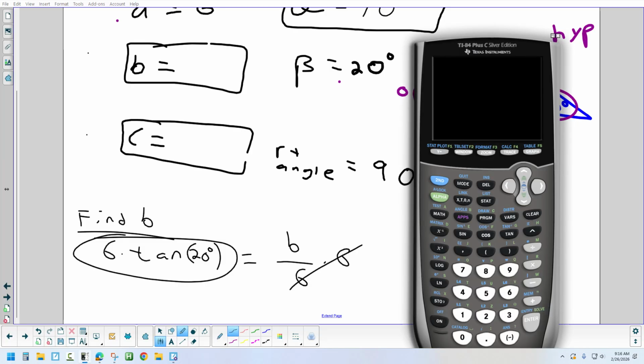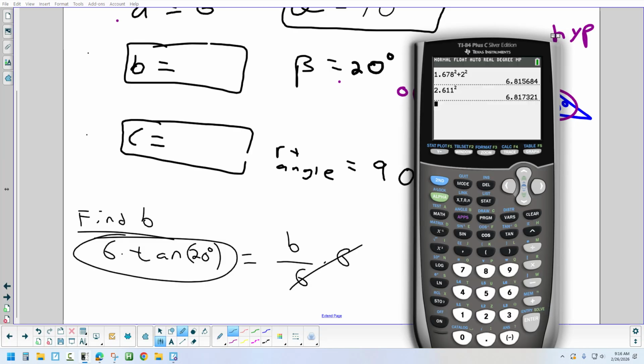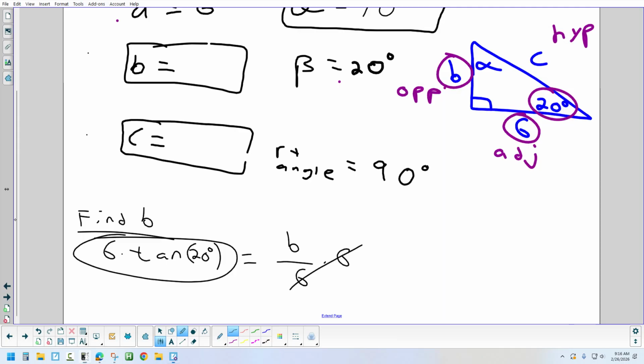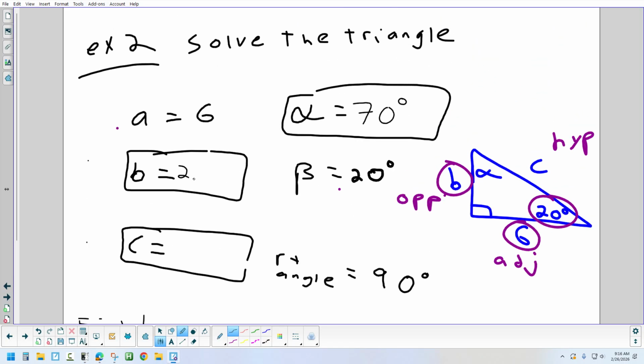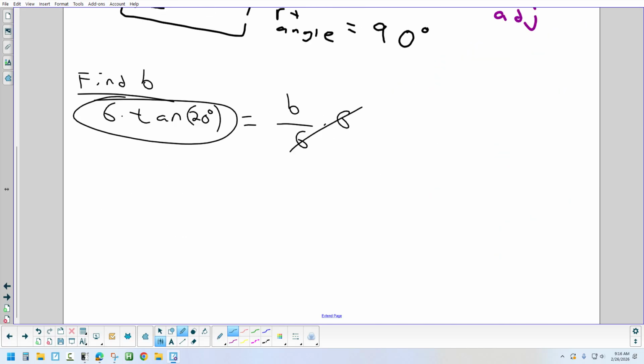So again, make sure you are in degrees, and we should be from last time. So 6 tangent 20. So we get 2.184. Okay, make sure you round properly. 2.184. Okay, so the only thing we have left now is C. So let's find C.